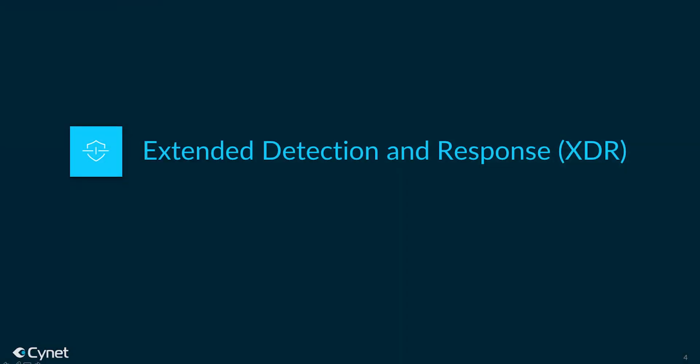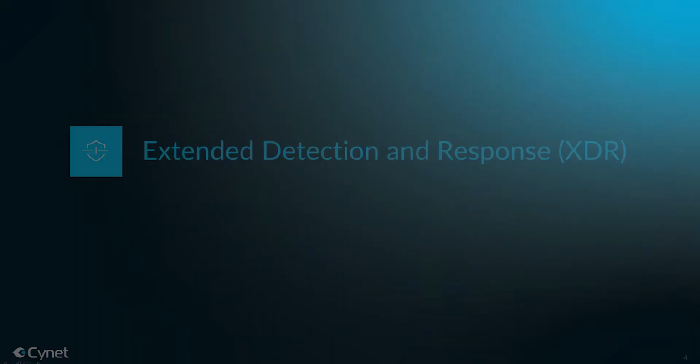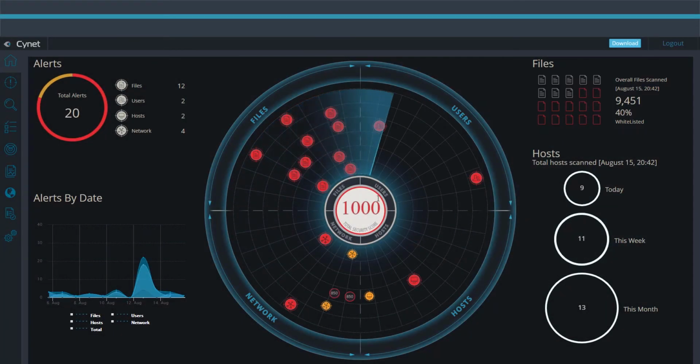Let's start with XDR attack prevention and detection. This is the Cynet dashboard. The first thing you notice is that Cynet provides full visibility into the entire environment. You can also see the four pillars of protection: files, users, hosts, and networks. The entire picture is brought together in a single pane of glass.